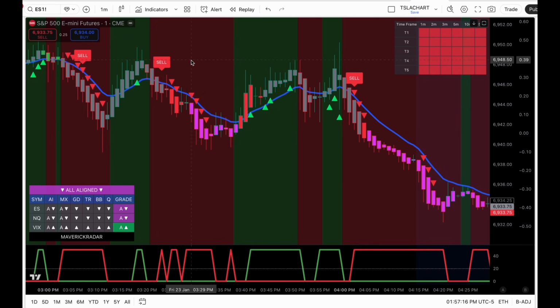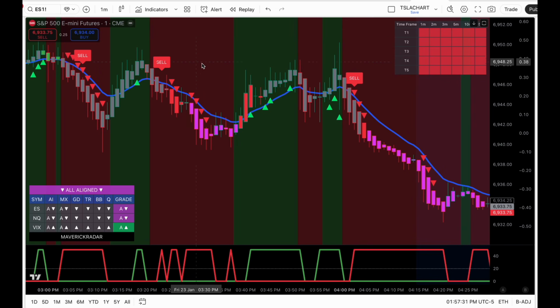We like to align with the background. This background is red. It's saying that the bears are in control. This background is green. This says the bulls are in control. You understand? Bulls are in control, bears are in control. All right.